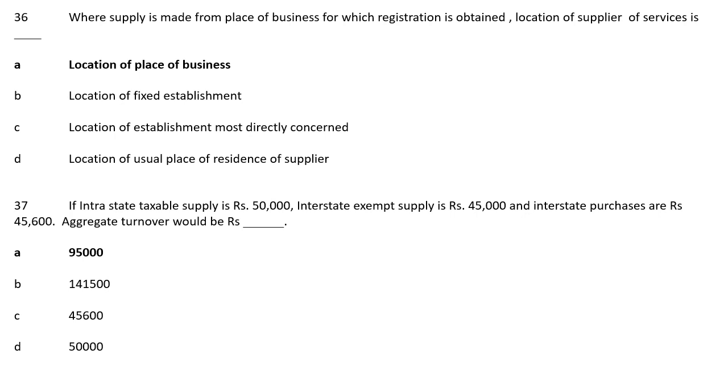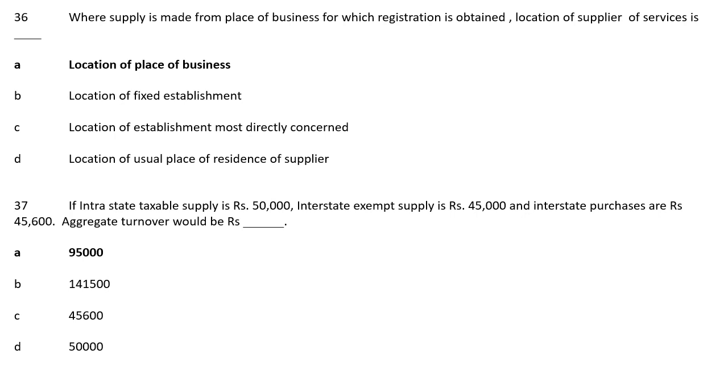If intrastate taxable supply is rupees 50,000, interstate exempted supply is rupees 45,000 and interstate purchase is rupees 45,600, aggregate turnover would be rupees 95,000. You have to just add intrastate taxable supply, that is 50,000, and interstate exempted supply, 45,000. So you will get your aggregate turnover. You don't have to consider the interstate purchase, which is the input tax. We are not going to consider that. We only consider the output taxes. So intrastate taxable supply 50,000 and interstate exempted supply 45,000. You have to add and you will get your answer.